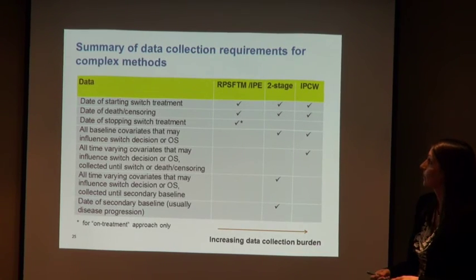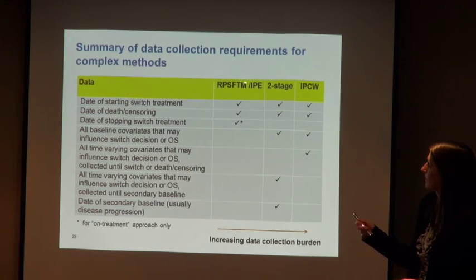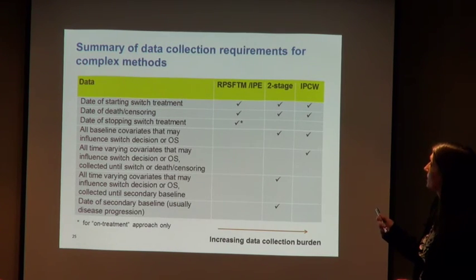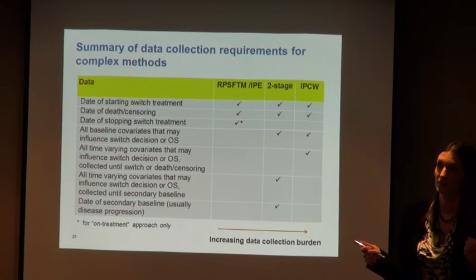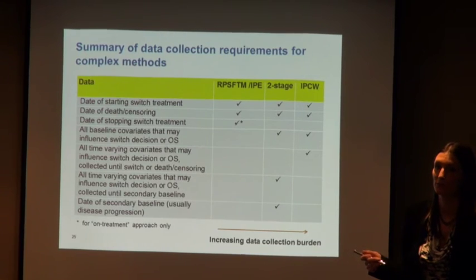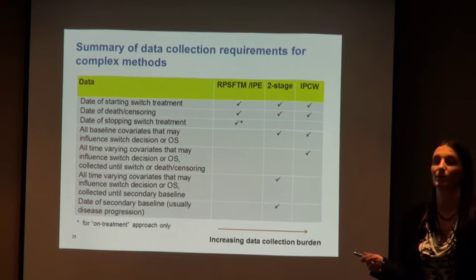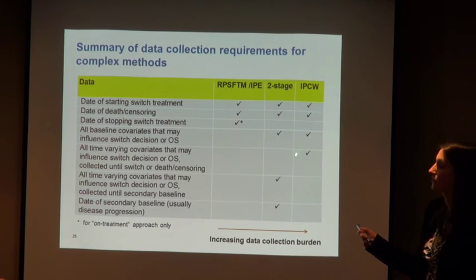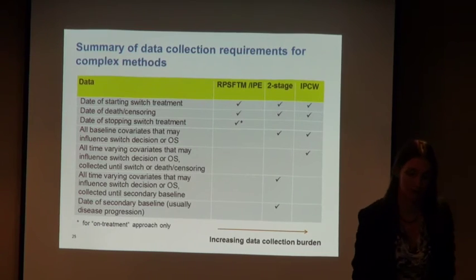So the data collection requirements for the complex methods, this is really going from the least data collection required for the rank-preserving and iterative parameter estimation methods up to the most, which is required for IPCW. And I guess just a key point here is, depending on when you're setting your trial up, depending on what assumptions you think are reasonable, you need to make sure that you collect this data or you can't use these methods. Often people try and apply them retrospectively and they're stuck with using this because they haven't collected covariate data at progression or until death or switch. So it's just something to think about at the time of design.